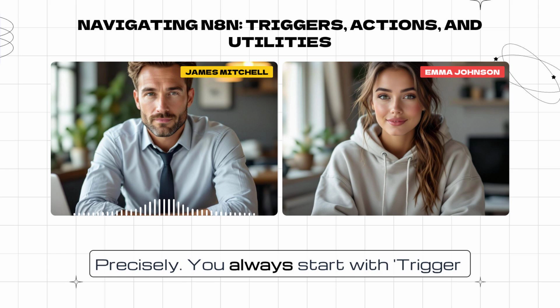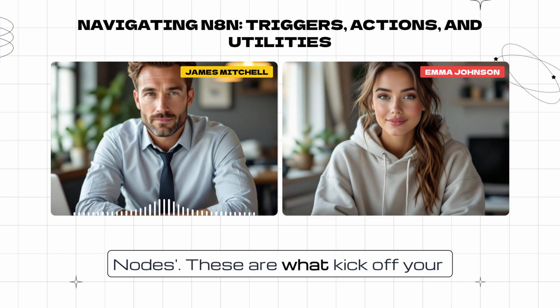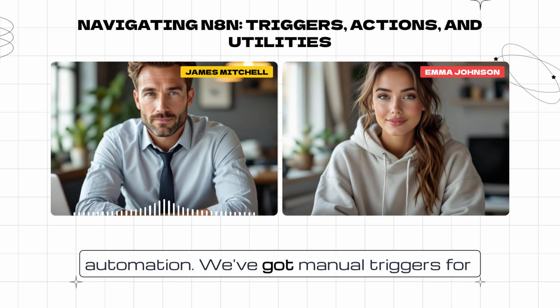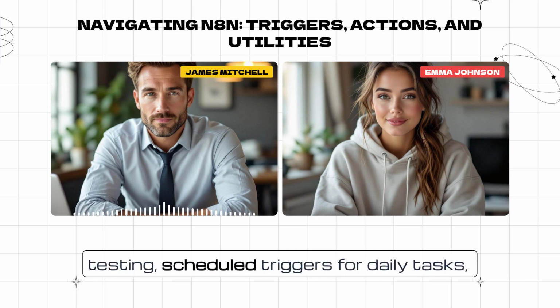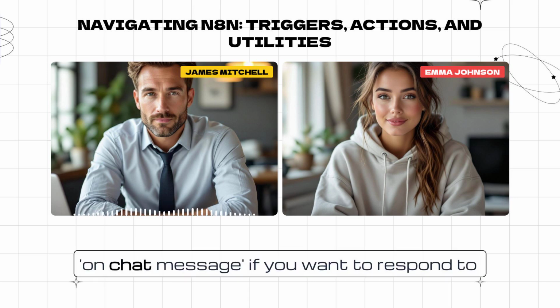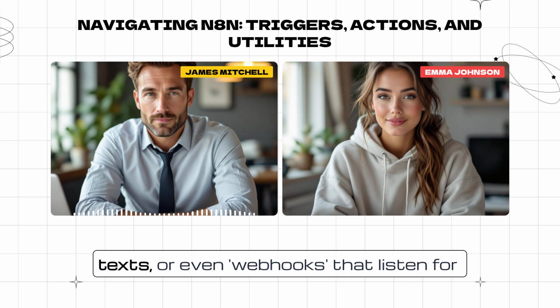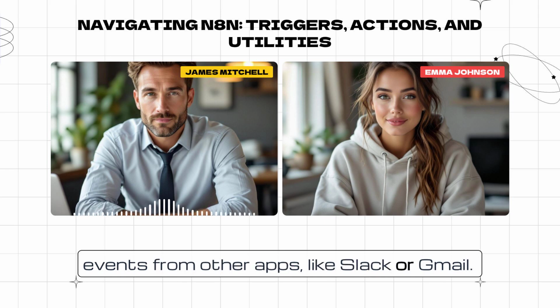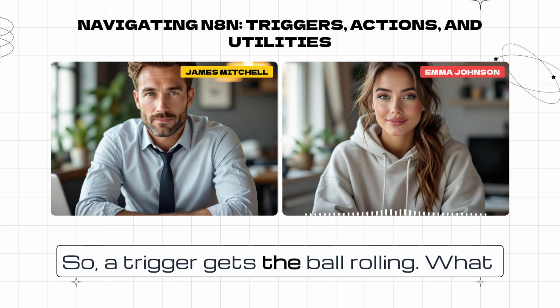Precisely. You always start with trigger nodes. These are what kick off your automation. We've got manual triggers for testing, schedule triggers for daily tasks, on-chat message if you want to respond to texts, or even webhooks that listen for events from other apps like Slack or Gmail. So a trigger gets the ball rolling.